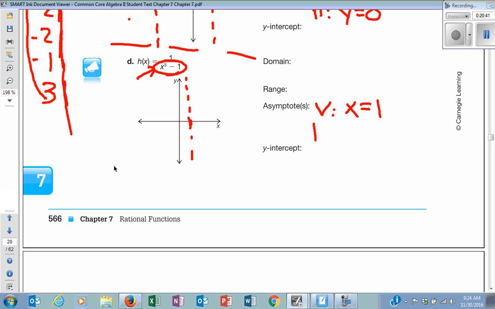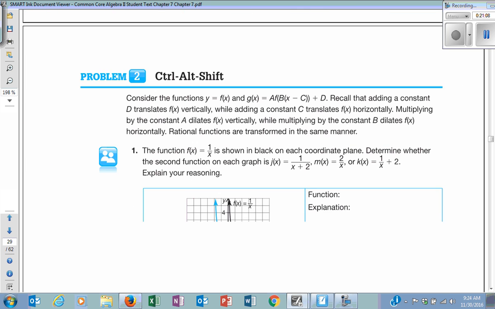Horizontal asymptote, bottom's bigger than top, y equals 0. So I know it's odd. I know it's either going to be here and here, or it's going to be here and here, and I would just make an x and y chart, pick numbers. I would pick 0 because that's the easiest one to find this side. I would pick 2 to find the other side, and boom, I draw a sketch of that.